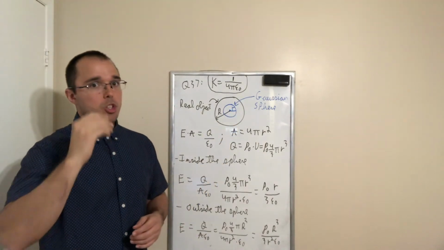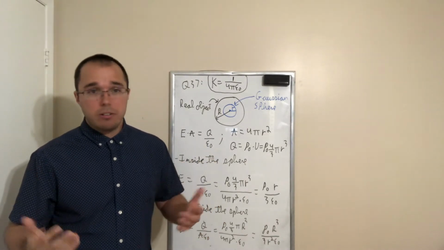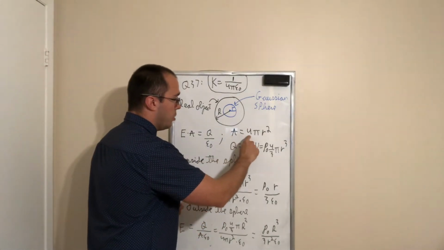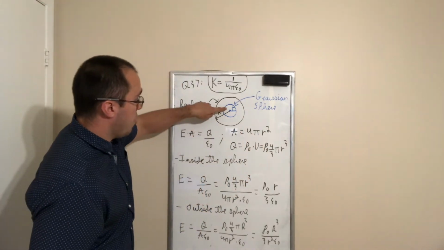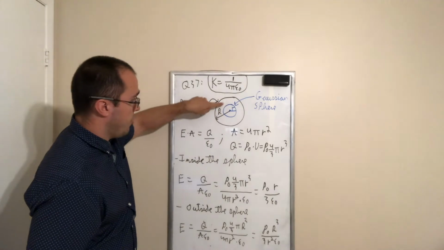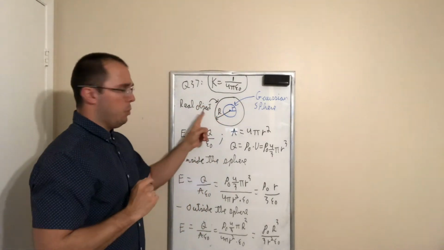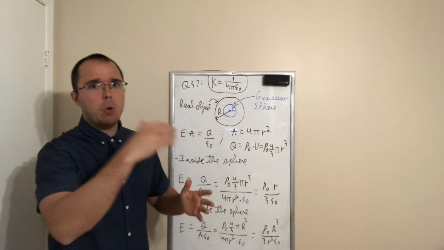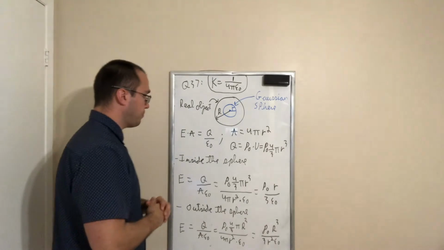All right. So how do we calculate the area? Well, the area is really straightforward. It's a sphere. Area is equal to 4 pi r squared. Simple as that. Now the r is the radius of the Gaussian sphere over here. So do not confuse with the radius of the object in this case. We will need the radius of the object when we want to calculate the electric field outside the sphere.